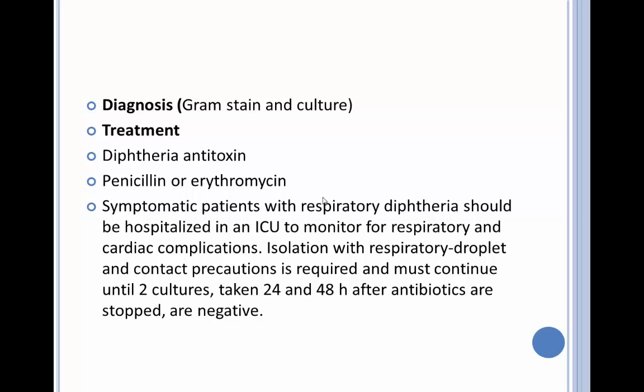If the patient has stridor, use racemic epinephrine. You could also use antibiotics such as penicillin or erythromycin.